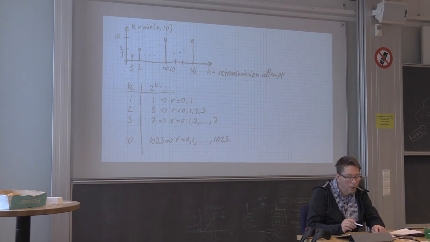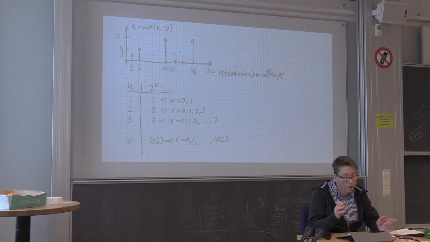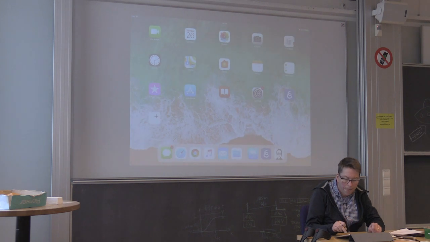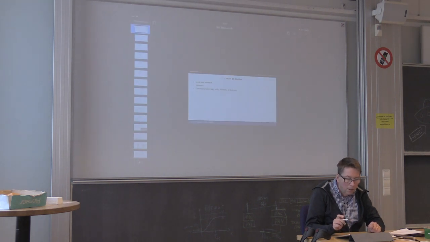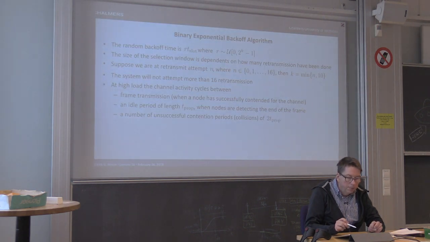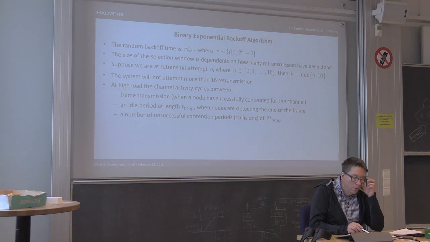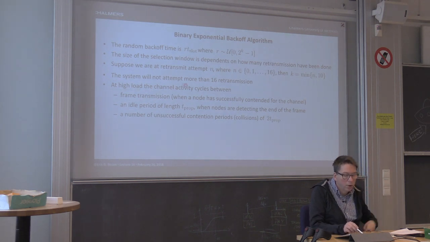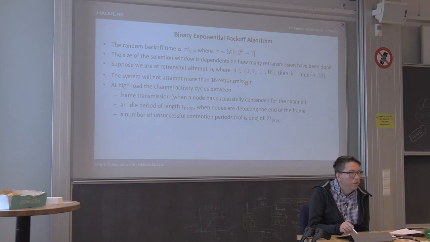And of course, we would like not to select a longer backoff time than necessary. So that's why we start small and then end large. Because if we have long backoff times, then the utilization or delay is bad. So we also said this, that the system will not attempt more than 16 retransmissions. After that, it basically gives up.